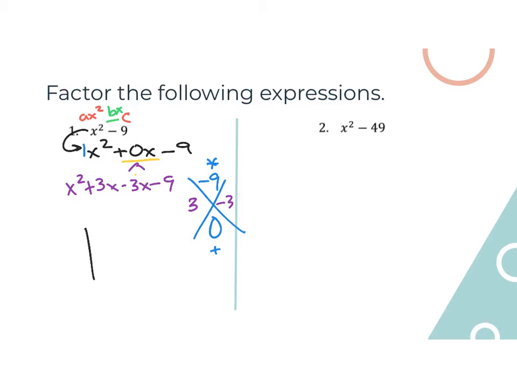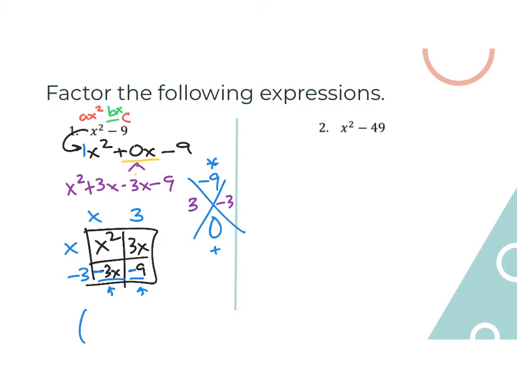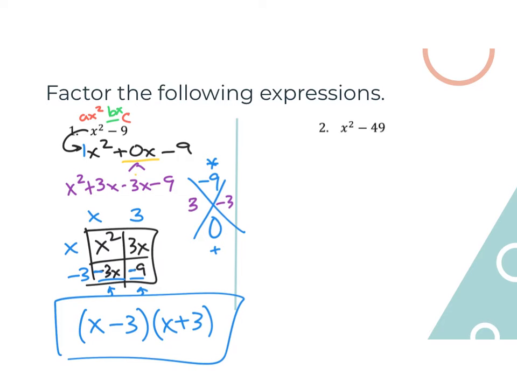Then I can put those terms into my reverse box: x squared, 3x, negative 3x, and negative 9. Find your factors, your GCFs, from there. The first row has a common factor of x. The bottom row has a common factor of negative 3. Notice that both of them are negative, so I need to take a negative out. The first column has a common factor of x, and the second column has a common factor of positive 3. So the factored form here looks like x minus 3 and x plus 3. So check that out, okay?